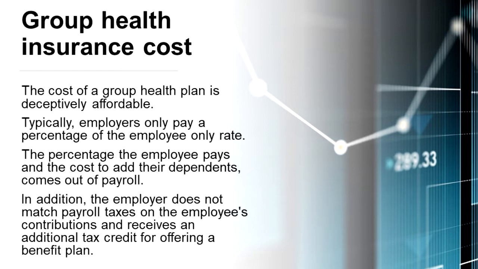Group health insurance cost. The cost of a group health plan is deceptively affordable. Typically, employers only pay a percentage of the employee-only rate. The percentage the employee pays and the cost to add their dependents comes out of payroll. In addition, the employer does not match payroll taxes on the employee's contributions and receives an additional tax credit for offering a benefit plan. For more information, please go to the description to watch our video on how much benefits really cost.